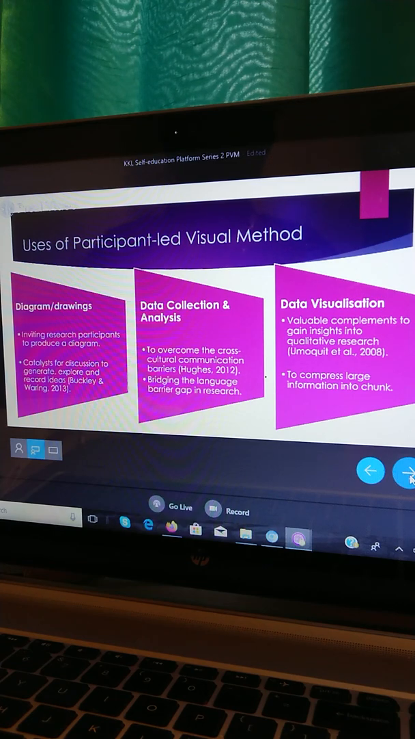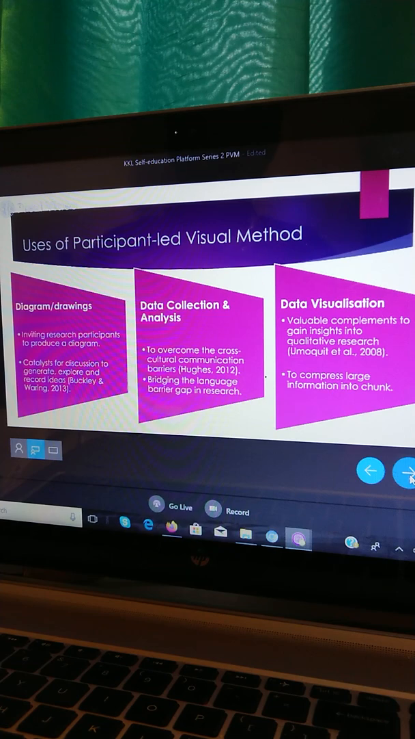But in my case, because it was a semi-structured interview, I invited them to draw me a diagram before the interview session, and during the interview discussion, they were able to expatiate on what they mean by their diagram. Then also, the diagram can serve as a catalyst for discussion, which will help you as the researcher to generate, to explore, as well as to record your ideas in a very visual way.